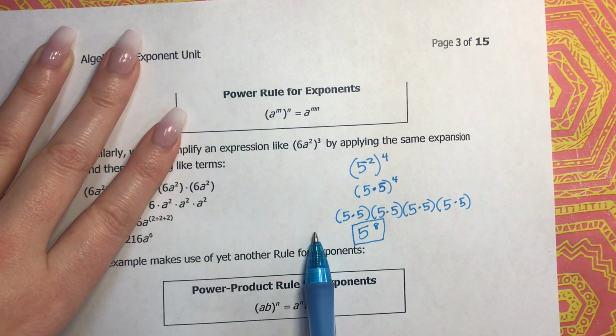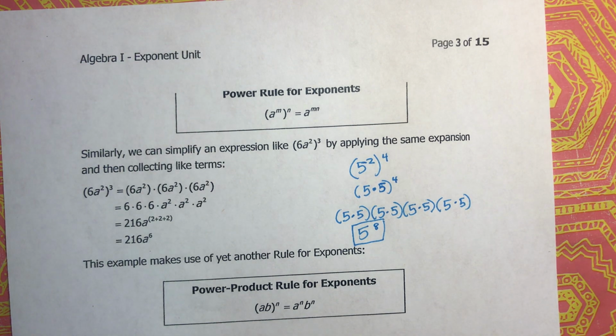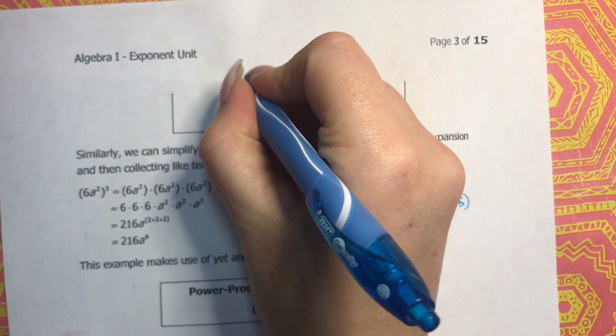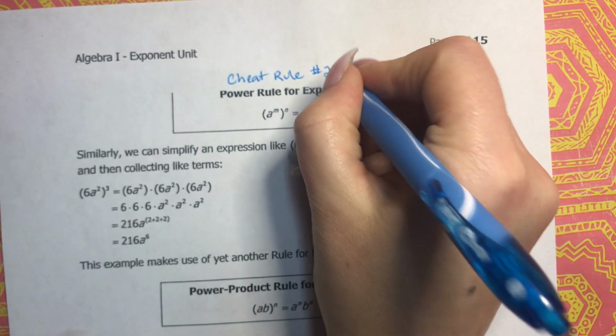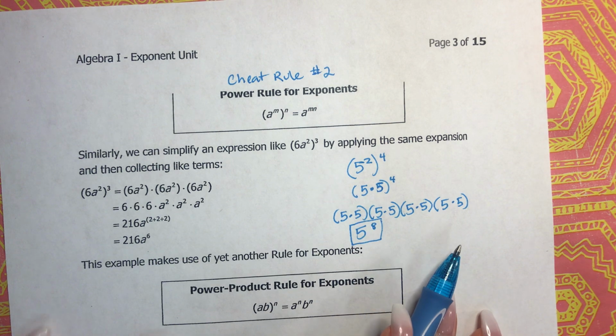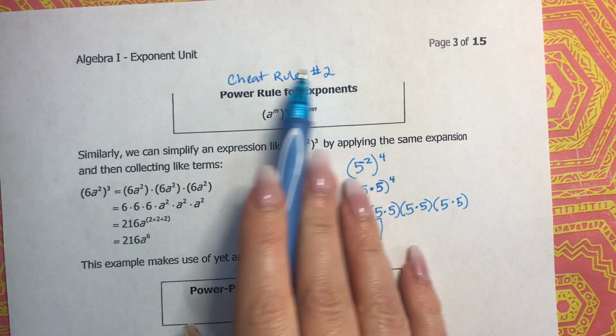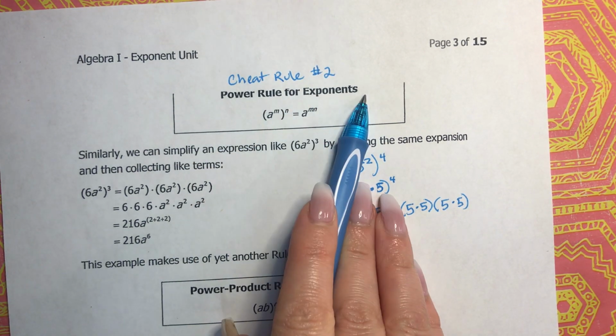Now, doing all this makes me so happy. I love to see all this wonderful work, but I swear your book insists on me teaching these cheat rules, and it just makes me so mad because I love you guys showing all of this work. So this is cheat rule number 2, which I like to call the power rule for exponents.